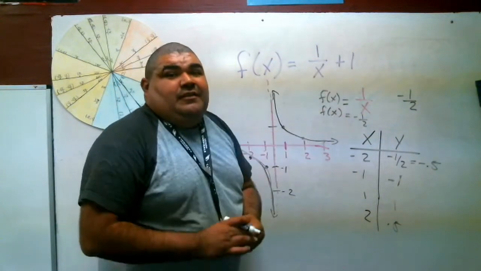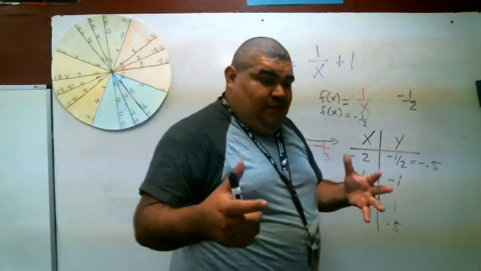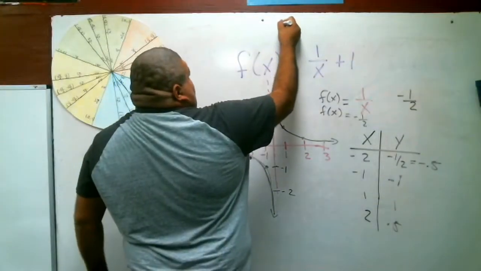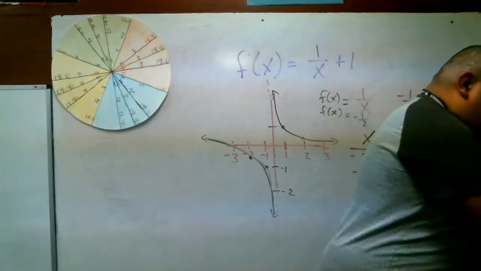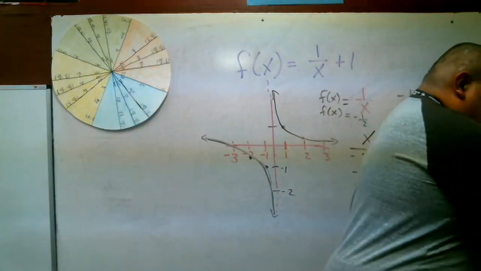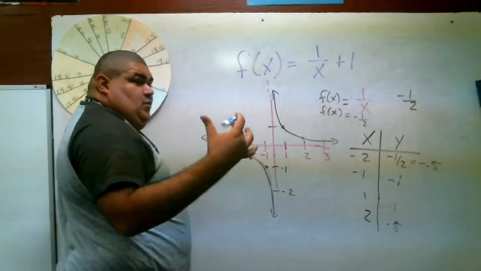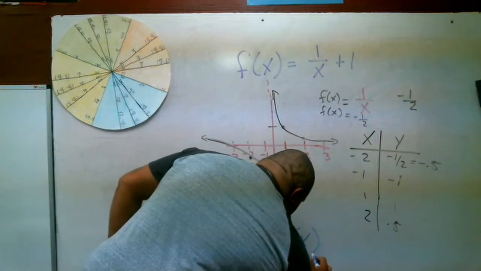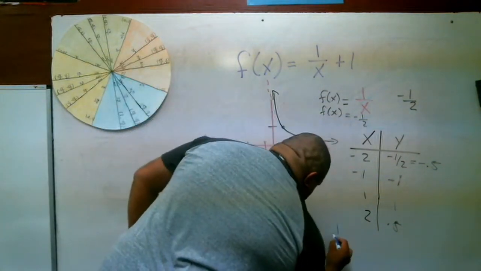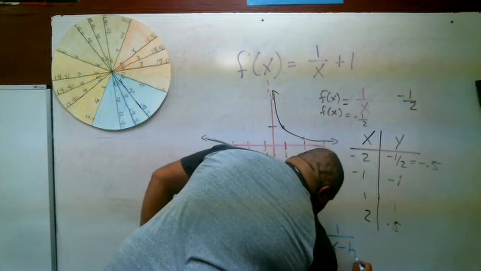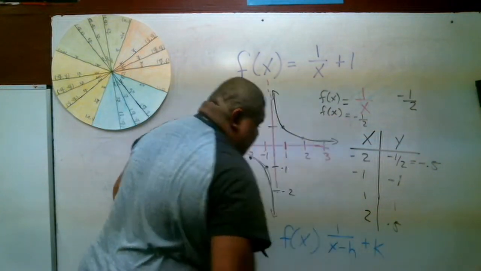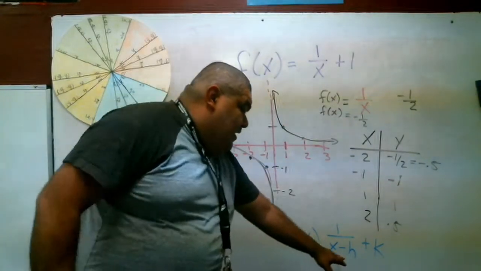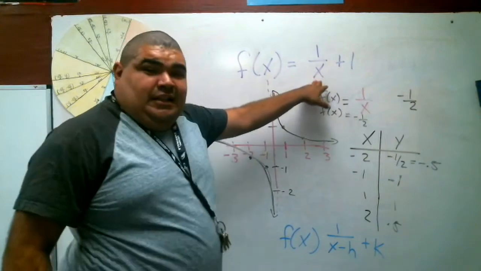Hint, hint. The equation, if you guys remember from the previous video, let's use another color here, the color we can actually see. The equation we did last class was f of x = 1/(x - h) + k. Okay, that was the equation from last class. We really didn't have an h in this problem because there's nothing next to the x.